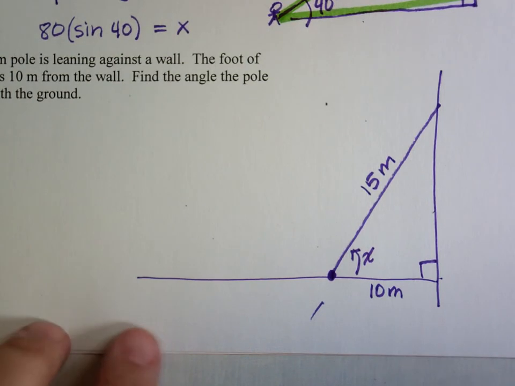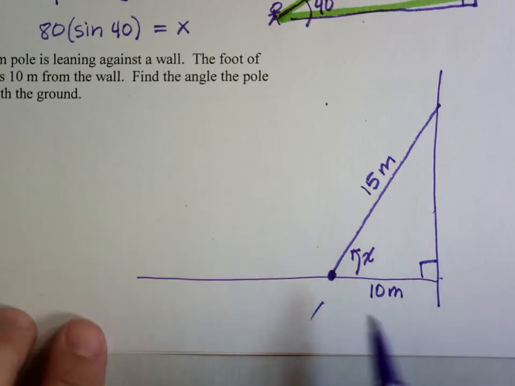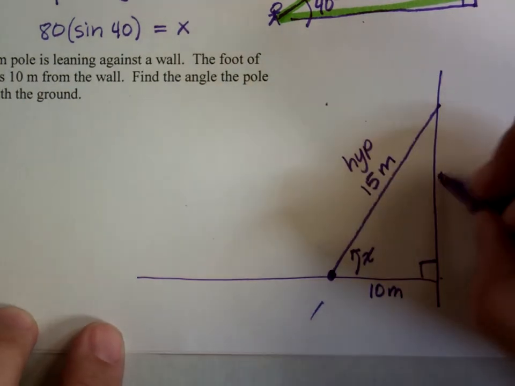So remember, when I'm trying to find angles is the only time I use inverse. So first I set it up. I don't really care what I'm going to use, inverse or not inverse, when I set it up, by figuring out which is the hypotenuse, which is the opposite, and which is the adjacent.